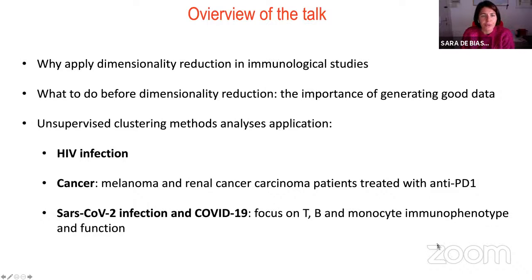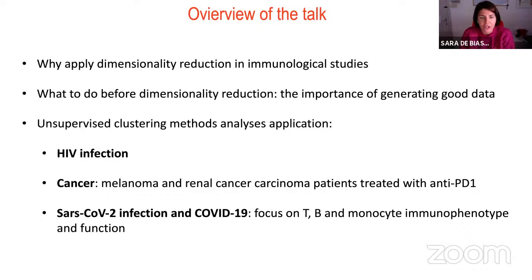So this is the overview of today. We will talk about why we should apply dimensionality reduction in immunological studies, and what we have to do before dimensionality reduction, so the importance of generating good data, because out of bad data you won't have good results. And I will try to explain three different examples of clustering methods in three different onsets.